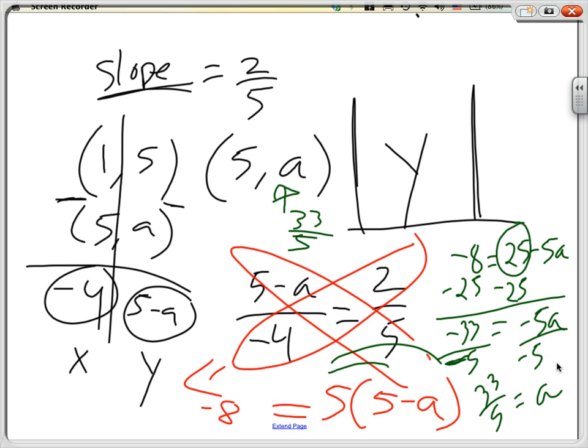Before, I gave you 2 points and then you solve it to get the slope. But this time I give you the slope and a missing value for the point. You work backwards to get that missing value. Okay, any questions so far?